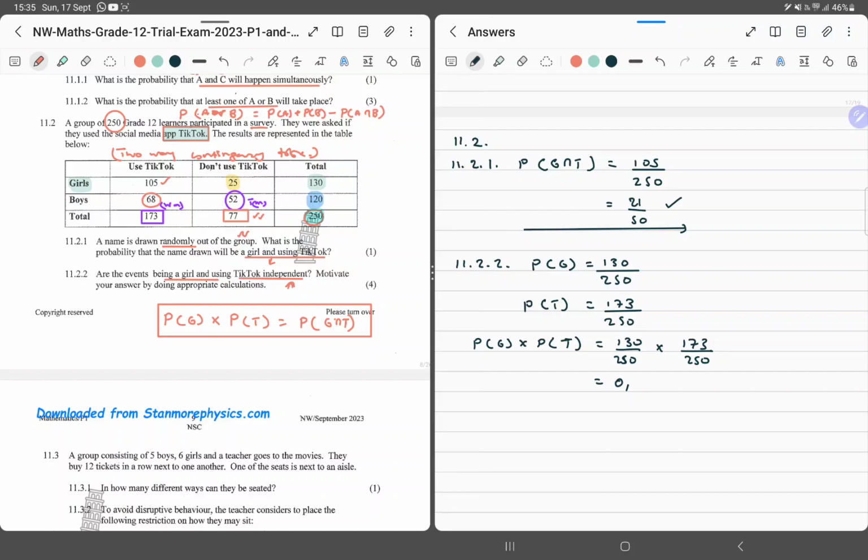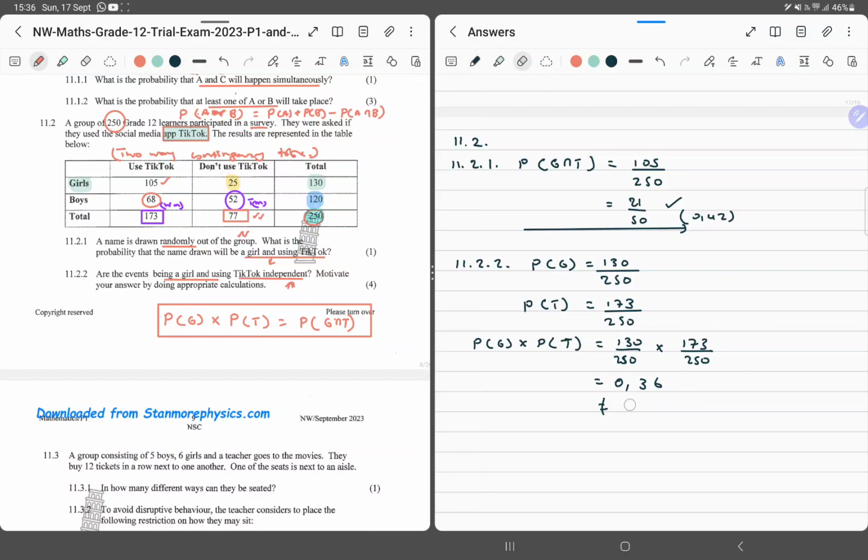This is 0.36 to two decimal places, because it's coming out in an ugly manner that I don't like. Now, can you see what this one is, by the way? If you were to show that one in decimals, 21 over 50 is basically 0.42. Can you see? This is not equal to the probability of being a girl and using TikTok.